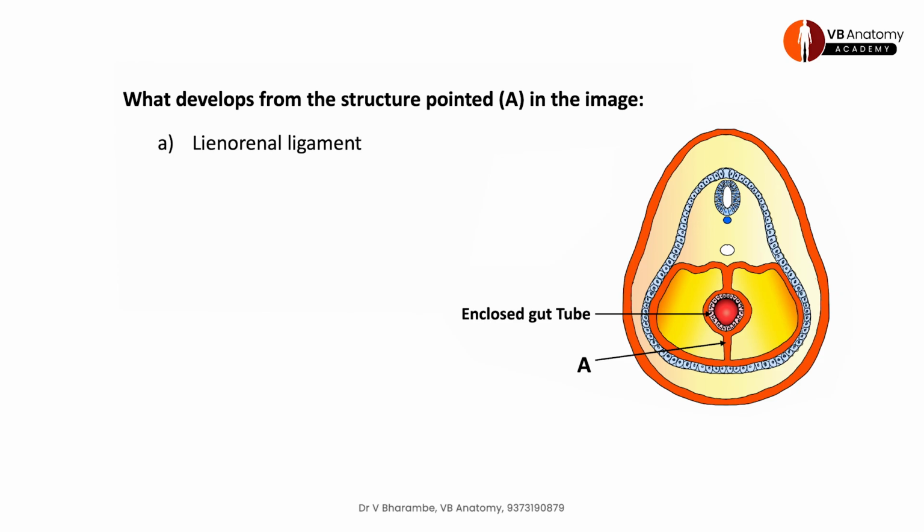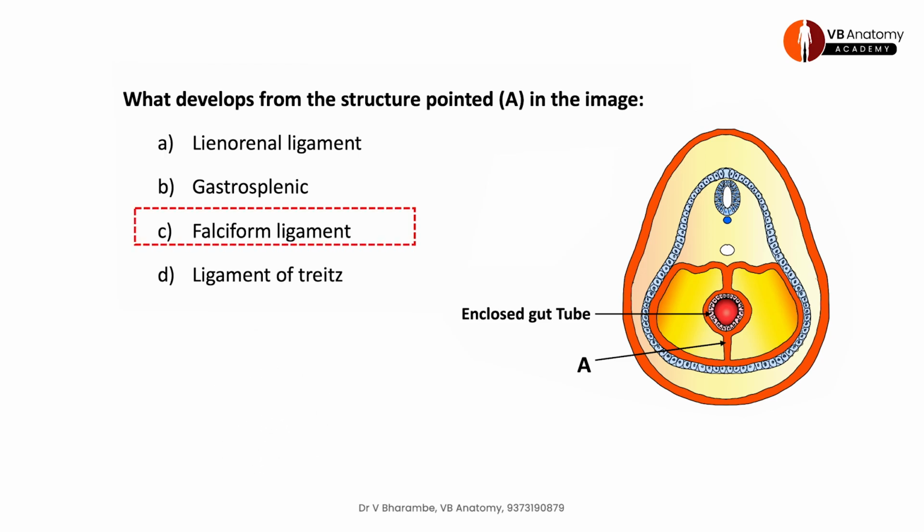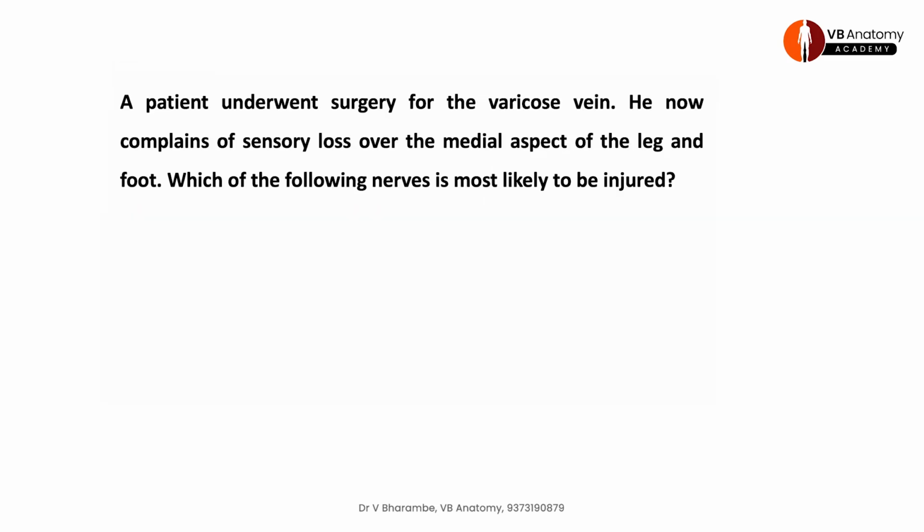What develops from the structure pointed as A in the image? Look at A. Lienorenal ligament, gastrosplenic ligament, falciform ligament, ligament of Treitz. The answer, falciform ligament.